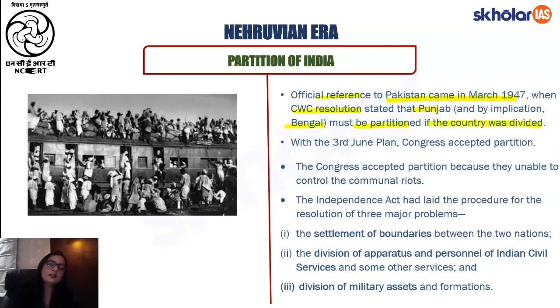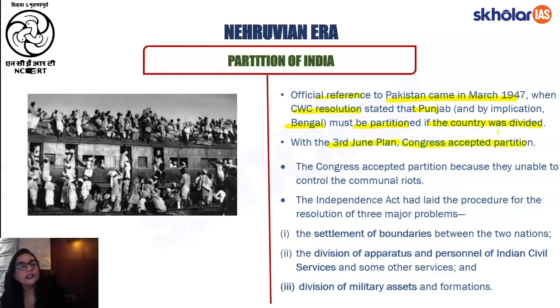स्टूडेंट्स, जब हम फ्रीडम स्ट्रगल की बात करते हैं तो हमने एक पॉइंट ऑफ टाइम के बाद कॉन्स्टेंटली देखा था कि मोहम्मद अली जिन्ना के अंडर मुस्लिम लीग ने पाकिस्तान की डिमांड करना शुरू कर दिया था, और ये डिमांड धीरे धीरे कांग्रेस ने भी एक्सेप्ट करना शुरू कर दिया था, जिसका ऑफिशियल रेफरेंस हमें 1947 में मिलता है. Apart from the students, with the 3rd June plan, Congress accepted partition.